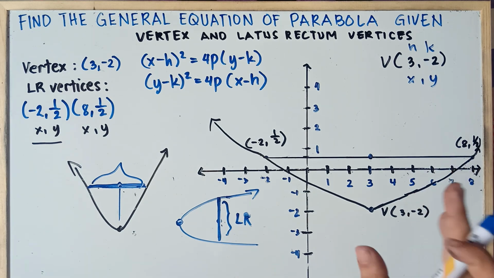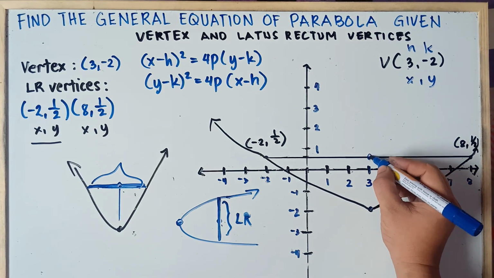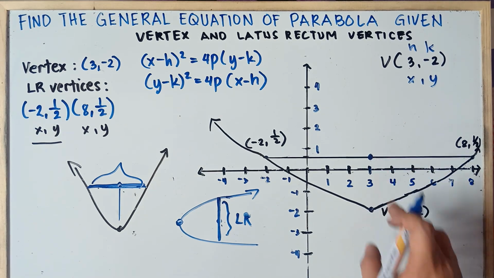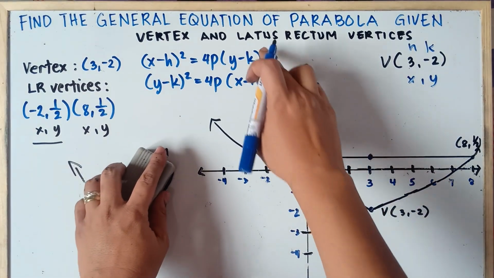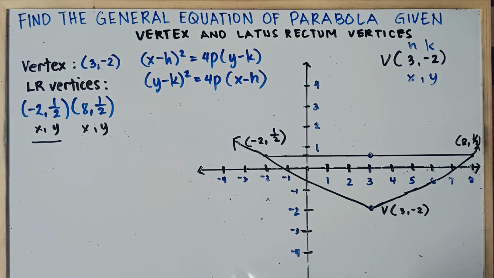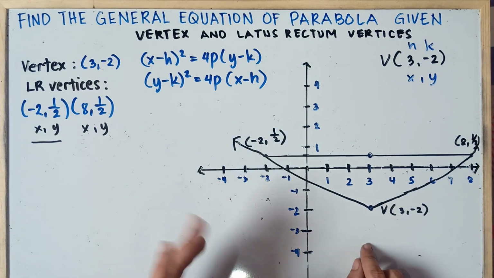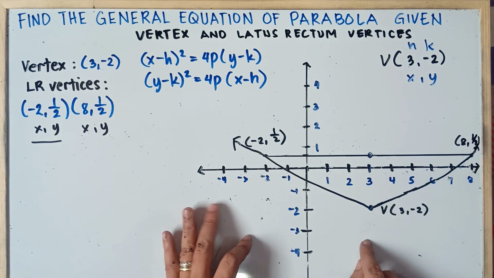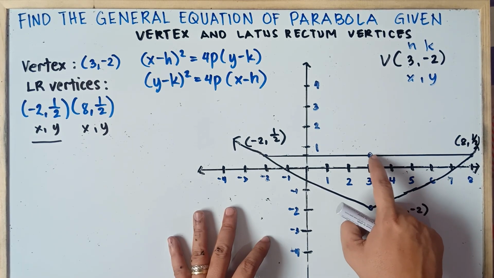Therefore, in this scenario, we already know that our focus is aligned to the vertex. Our focus is here. Now the question is, how many units from the vertex to the focus? That would be the value of our P, because we will be using this equation. We need P because in our equation it says 4P. P is the distance from the vertex to the focus, so 1, then 2, and 1/2.